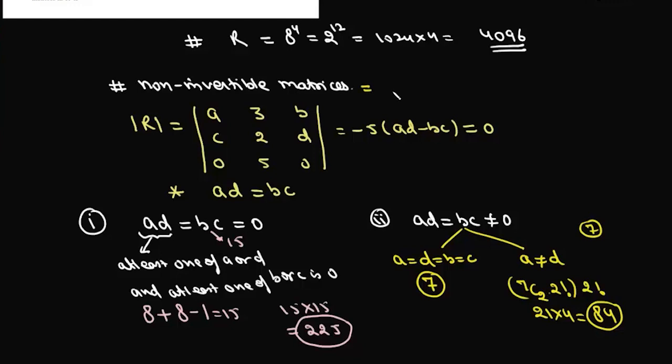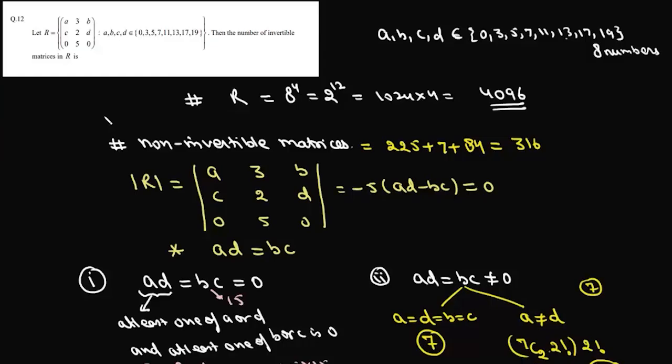So total number of non-invertible matrices will be 225 plus 7 plus 84, and that will be 316. Now we have to find number of matrices invertible. So number of matrices which are invertible will be given by this total number 4096 minus all those matrices which are singular, and there are 316 such matrices, and this number comes out to 3780, and that is the answer to this question.